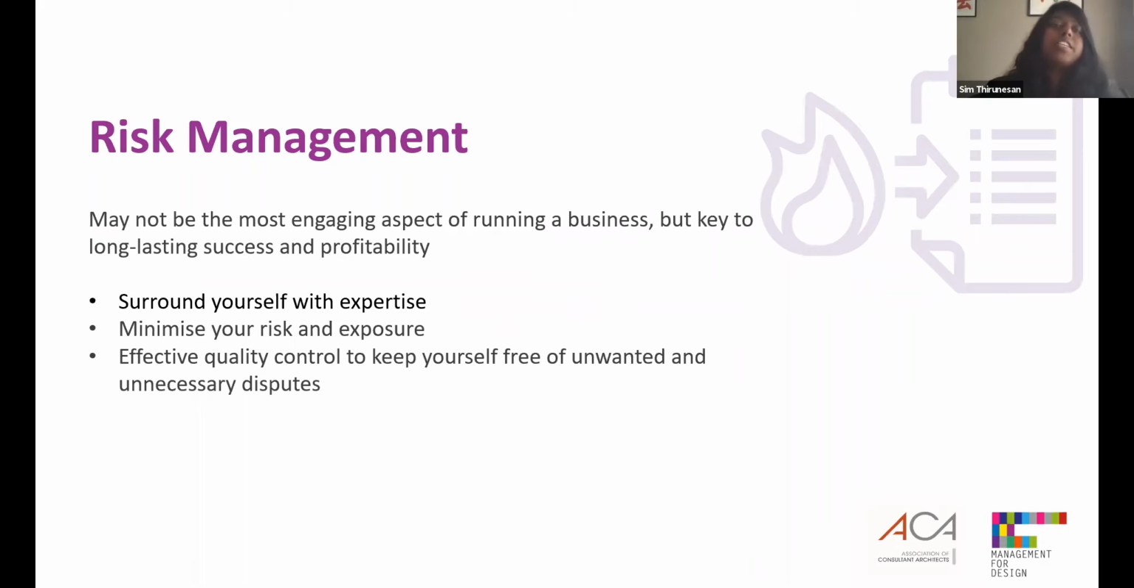Now let's move on to risk management. For leaders of practices, risk management may not be the most engaging aspect of running their business, but it is a key to long-lasting success and profitability. What does risk management mean and what does it look like? So you need to surround yourself with the right expertise. You need to adapt strategies and systems to minimize your risk and its exposures, and effective quality control to keep yourself free of unwanted and unnecessary disputes.